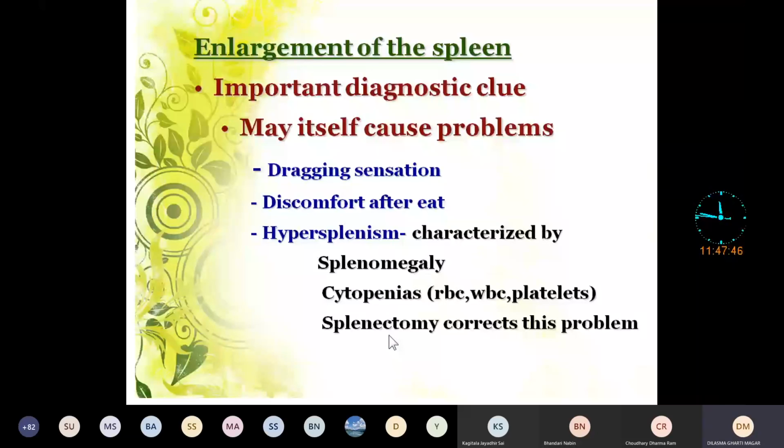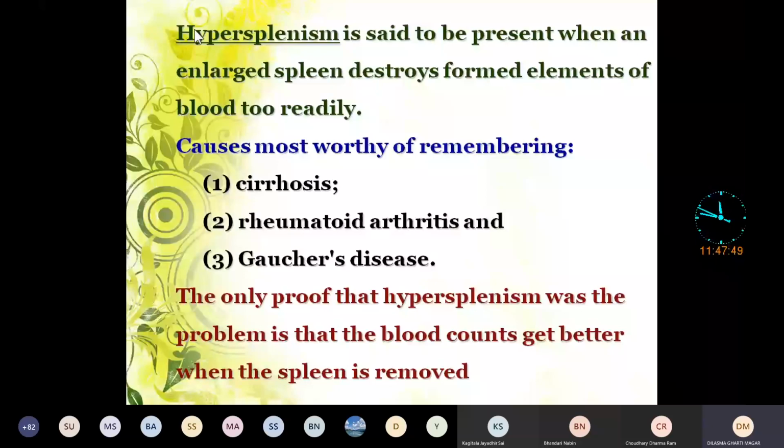Now, hypersplenism is said to be present when an enlarged spleen destroys the formed elements of the blood too readily, meaning very fast, the same as I have already described to you. So it will destroy the blood cells. And here the causes most worthy of remembering for hypersplenism are the following.